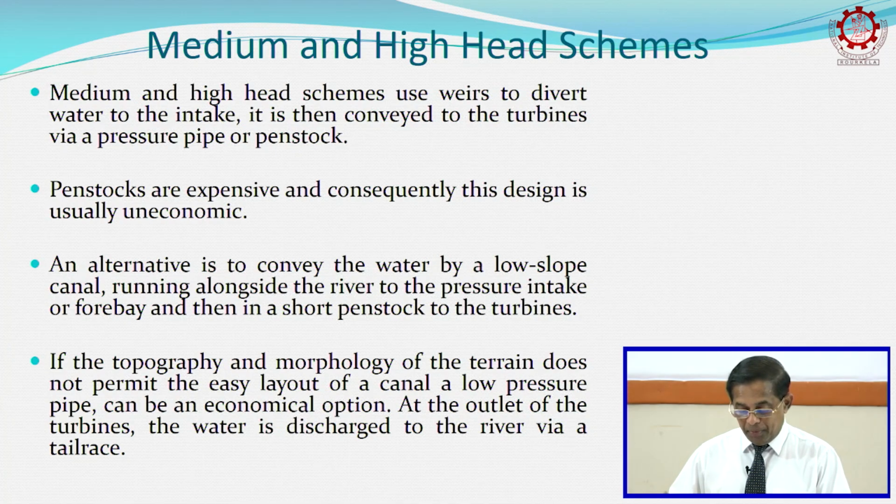If the topography and the morphography of the terrain does not permit the easy layout of a canal, a low pressure pipe can be an economical option. You know, instead of a tunnel in a large hydropower project, we use a canal, usually a concrete canal, to bring water from the water diversion location to the forebay tank. That is the normal option.